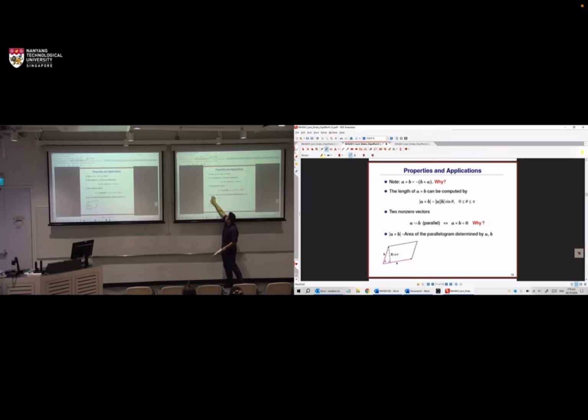This one is a shortcut formula, the area of the parallelogram. The derivation is like this. This is vector A, vector B, and this is angle theta. Cosine theta, you resolve it down. B sine theta, you get this length. You use this length, multiply by the length of A. So length of A times length of B times sine theta actually gives you back the length of A cross B.